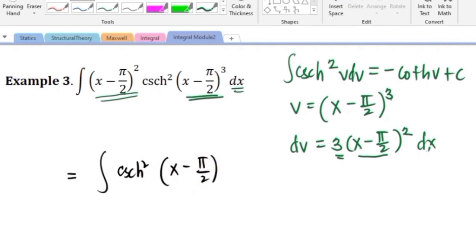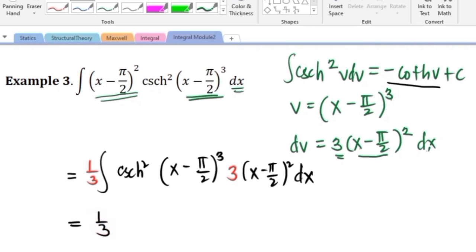Parang siya mapagpanggap, diba? Okay, so we have x minus pi over 2 square dx. Ayan. So we multiply 3 here. Since nag-multiply tayo ng 3 dyan, magma-multiply tayo ng reciprocal dito sa labas. Since derivative niya na yung katabi niya, then the answer is just the negative hyperbolic cotangent of v. So we have here 1/3 negative hyperbolic cotangent of v, since your v is x minus pi over 2 cubed plus c. This is our answer.